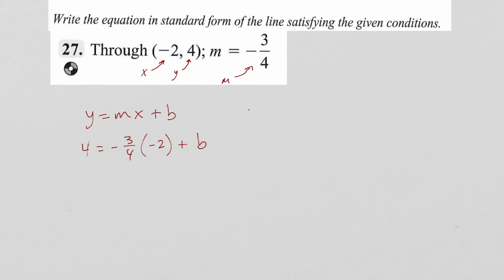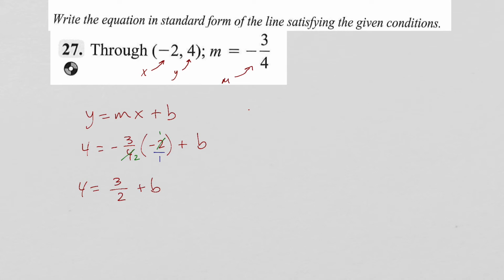So let's start by multiplying this. This is like 2 over 1. So when we multiply this, this and this cancel. 2 goes into this twice and into this 1 time. So we have 4 is equal to, a negative times negative is a positive, 3 times 1 is 3, 2 times 1 is 2, and then we have plus b.